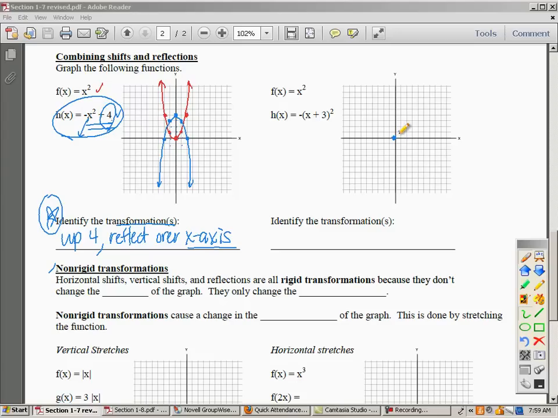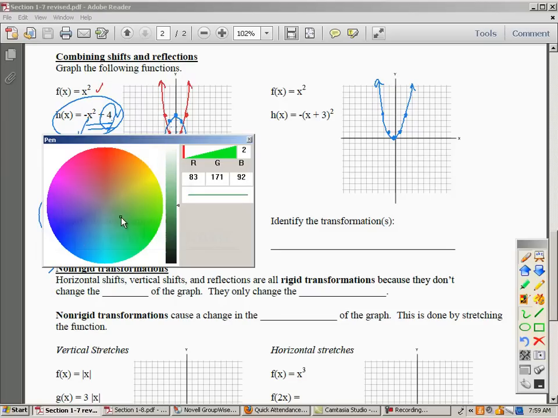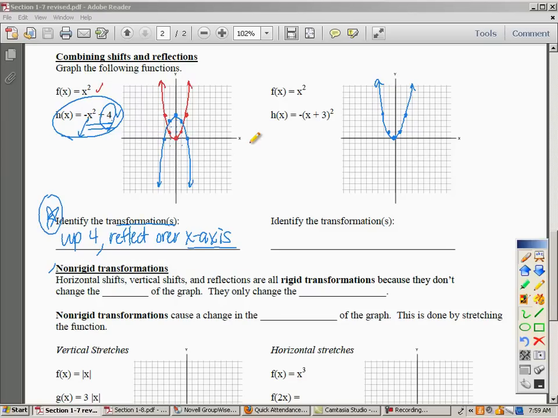We again are talking about the normal x squared graph. This is our parent function of a parabola. And then I'm going to switch my color again. Let's describe this again first. The plus 3 inside is the opposite, so that means we're going left 3. The negative out front means again we're reflecting over the x-axis.